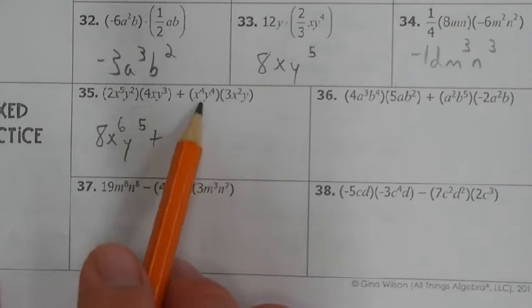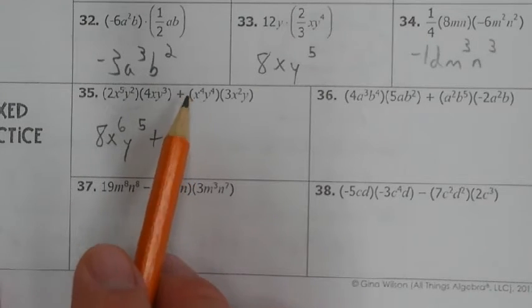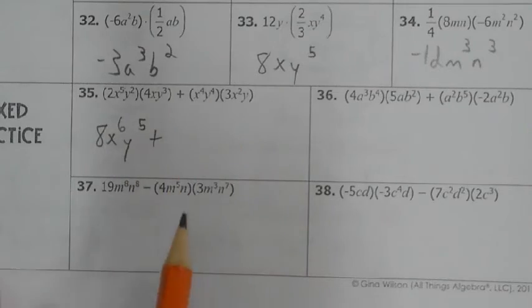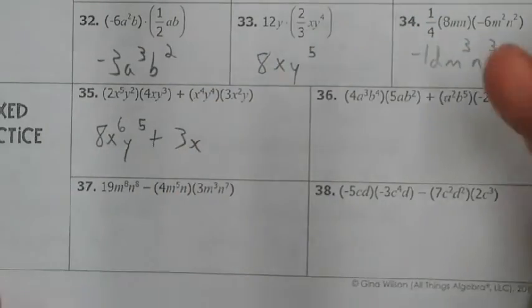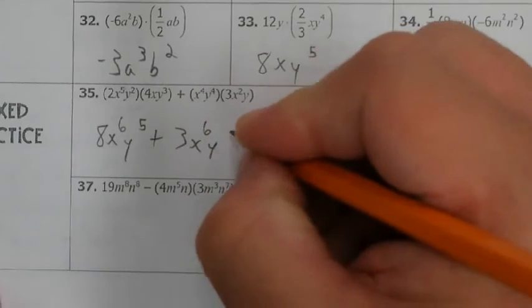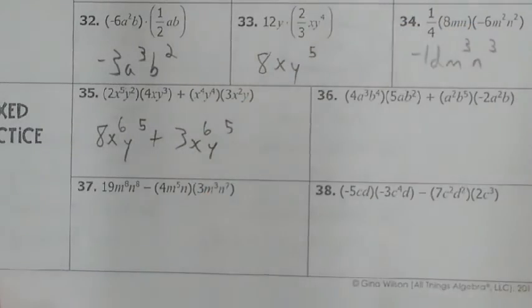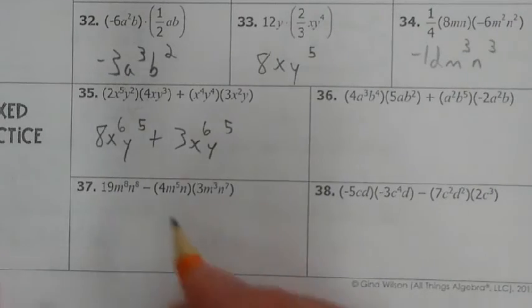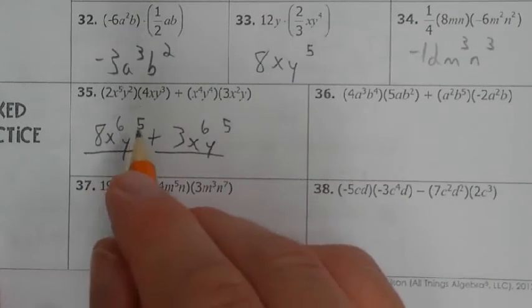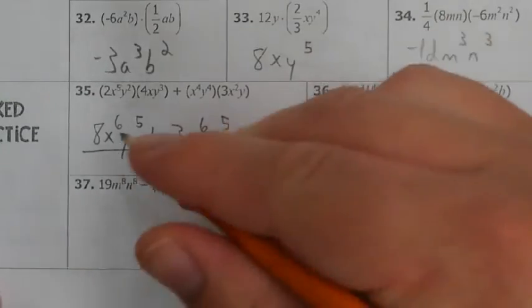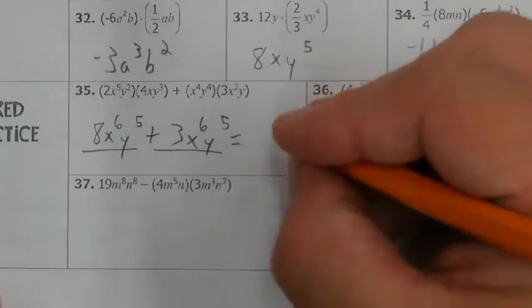All right. Then this one, there's an understood 1 here. What's 1 times 3? 3. What would our x's change to this time? 6. And what's our y? 5. Okay, at this point, now we're adding. The only way we can add is if we have like terms. Do we have like terms? Yes. They both have x to the 6th, y to the 5th. So now you're just going to do 8 plus 3. What is 8 plus 3?